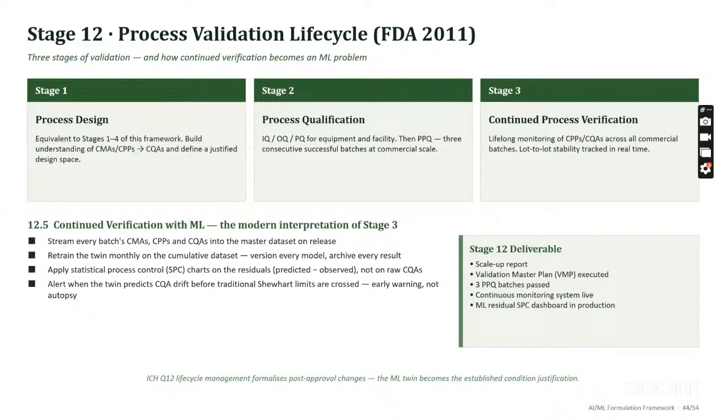Process validation, life cycle. So the FDA 3 validation stages map onto the framework. The modern twist is stage 3, continued verification. Continued verification becomes an ML problem. Stream every batch in, retain monthly and run statistical control on the prediction residuals. So you will get an early warning of drift, not an autopsy.